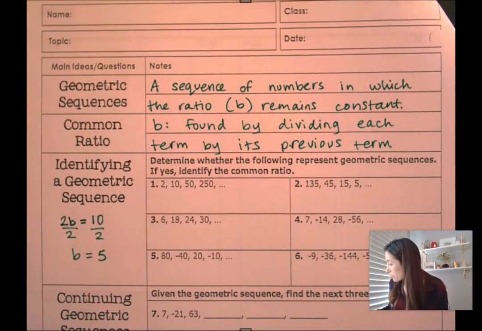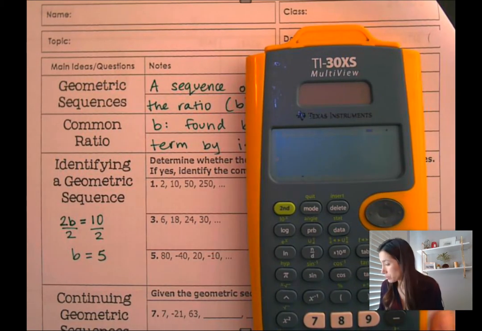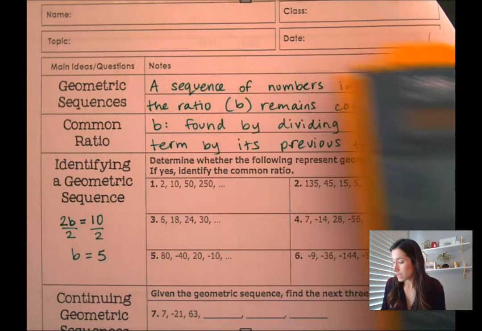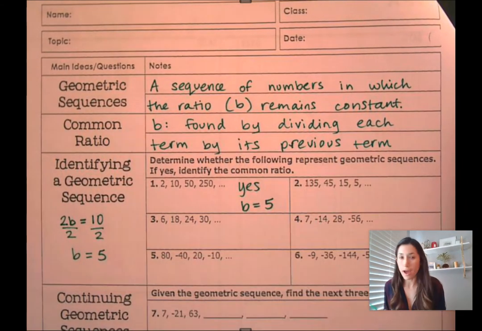And then if you want to, on your calculator, you can check for all of it that it does work. So we can do 2 times 5 is 10, times 5 again is 50, times 5 again is 250. So this is yes, and our common ratio is 5 here.